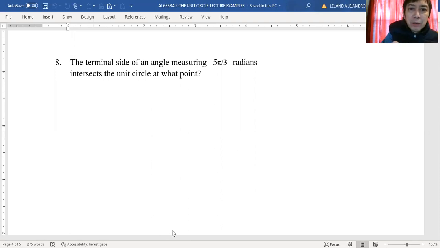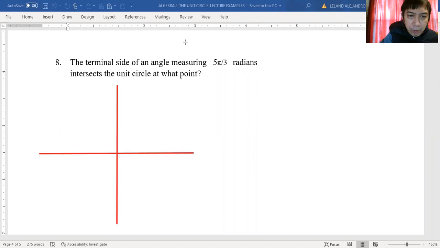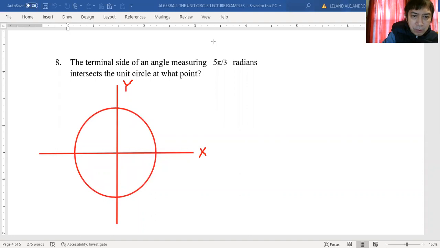Again, we can do a little diagram. Let's imagine our y-axis. This is our x-axis. We put some labels there, and then we draw our unit circle. All right, so this is our unit circle. Our given is 5 pi over 3. So what is 5 pi over 3?